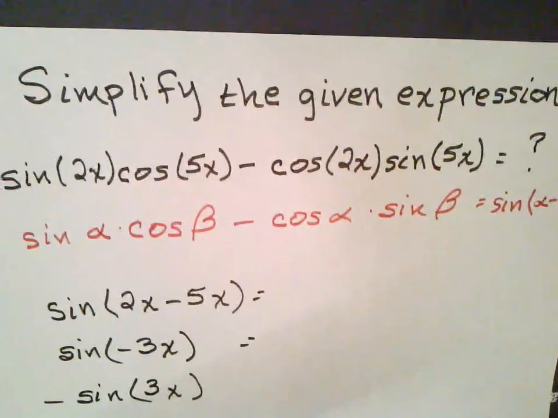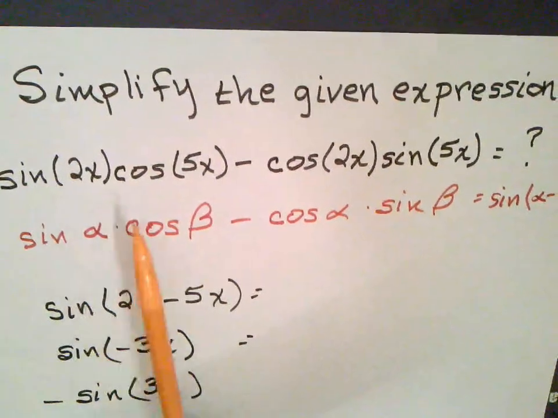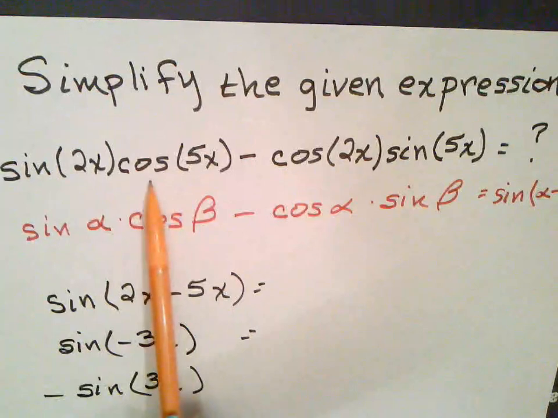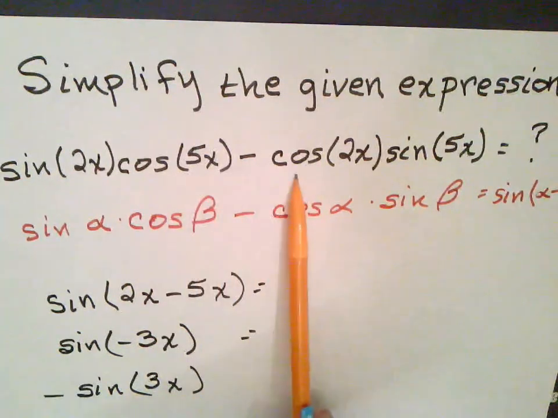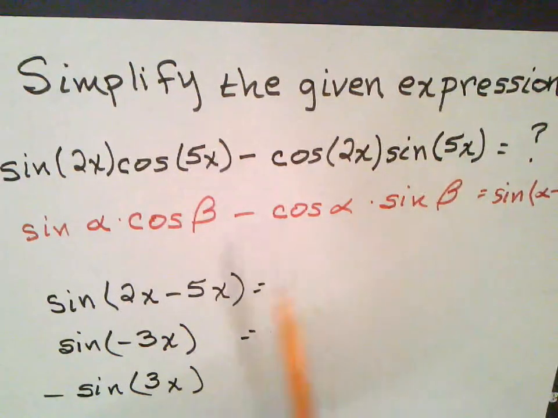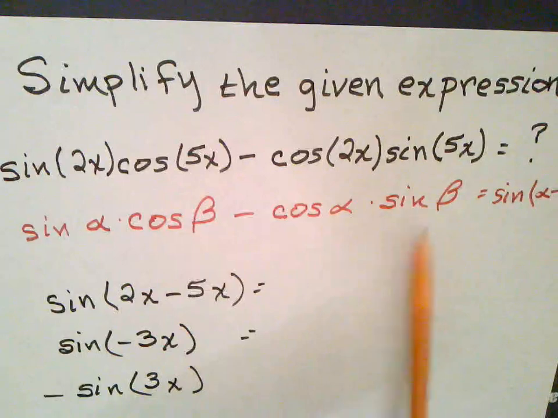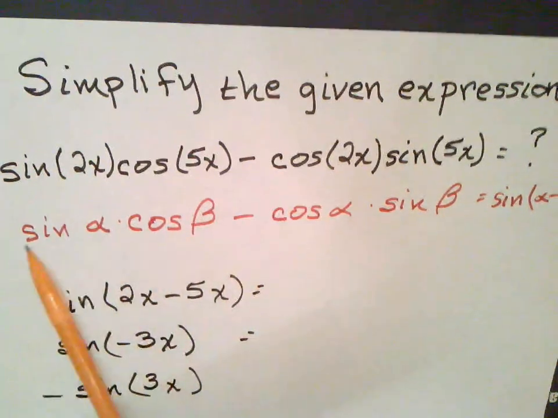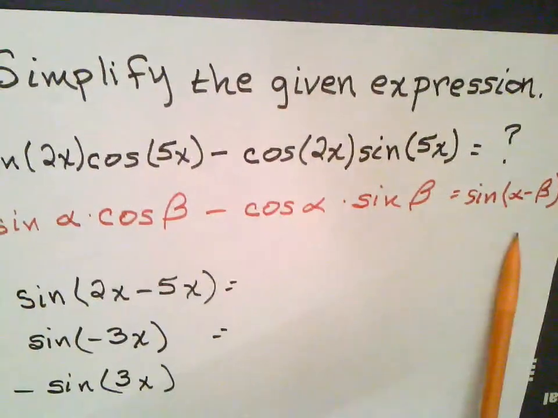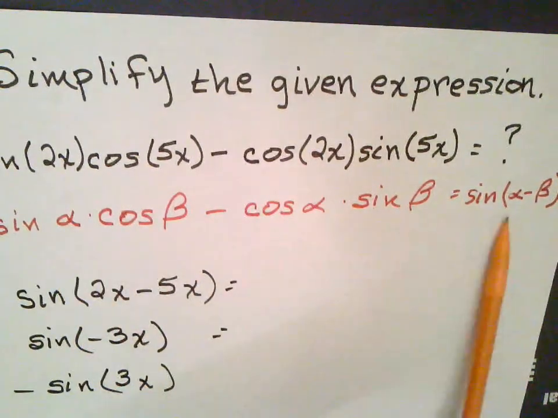Let's look at another example. It says simplify the given expression. And here I have the sine of 2x times the cosine of 5x minus the cosine of 2x times the sine of 5x. Well, we have to find something, either the sine sum or difference or the cosine sum or difference, to see which one matches up. You see I'm matching this side up, and this side right here becomes the sine of alpha minus beta. See, the sine of alpha minus beta.